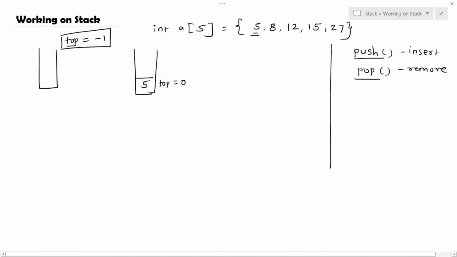We see both the operations in detail in the next lecture. So first we have to understand the working of stack, or the memory representation of stack.